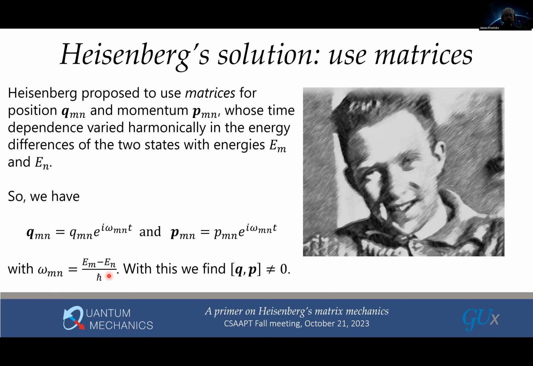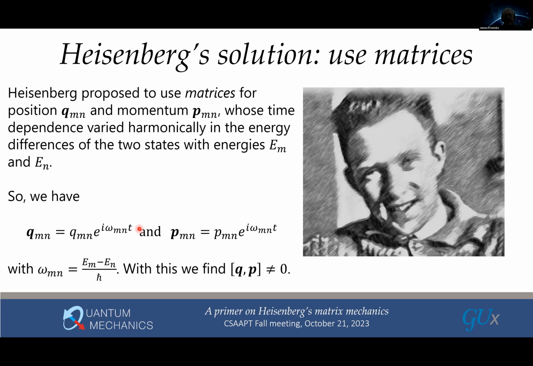Okay. H bar comes in because I want to convert from an energy to a frequency. All right. And the main thing that convinced Heisenberg that what he was doing is correct is if I calculate q squared mn, and I use just matrix multiplication to calculate q squared mn, you will find the frequency factor of q squared is also e to the I omega mn t.